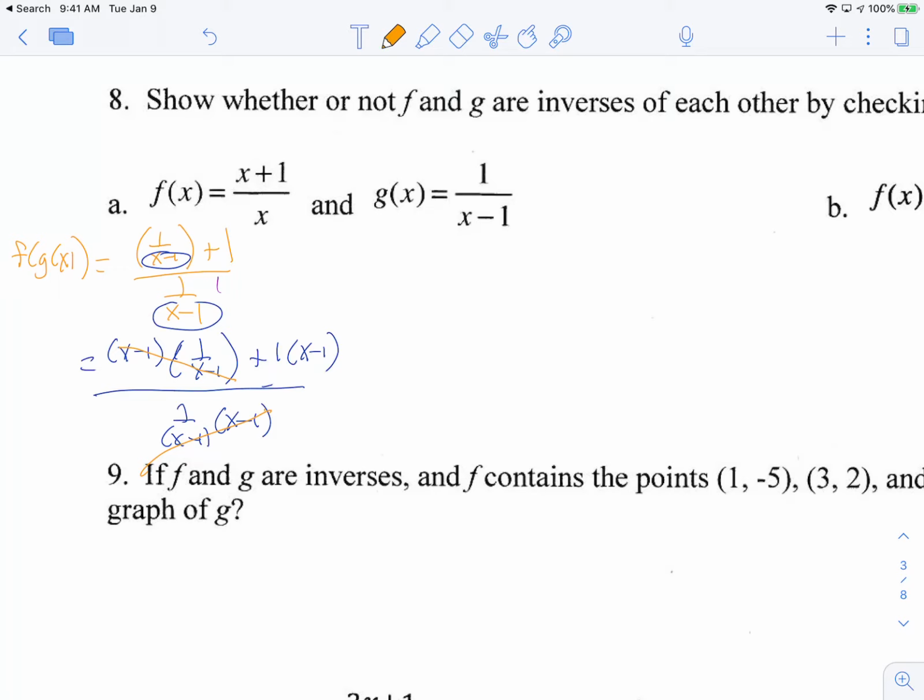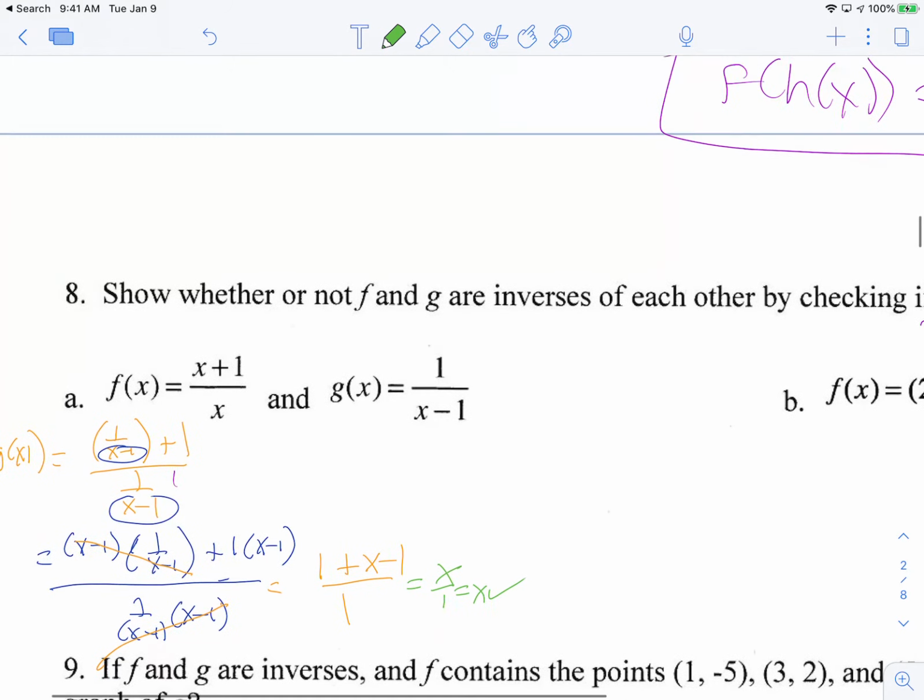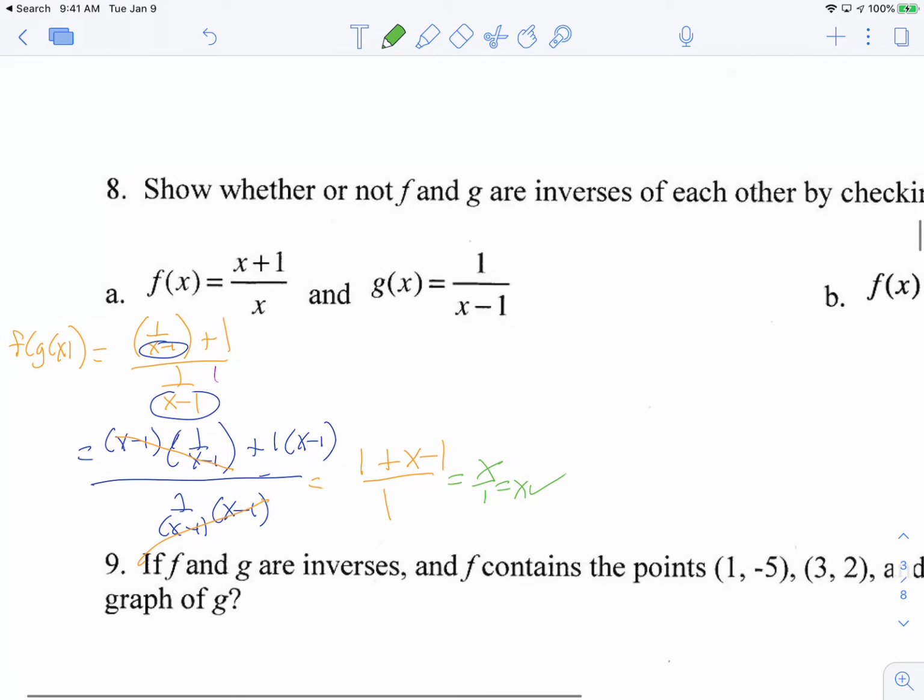And so now all we have in this denominator is 1. And the numerator, it's 1 plus x minus 1. So 1 plus x minus 1, and over 1 is just x over 1, which is x. So that's the first part. Now we've got to check the second part. Does g of f of x equal x? So again, does g of f of x equal x?